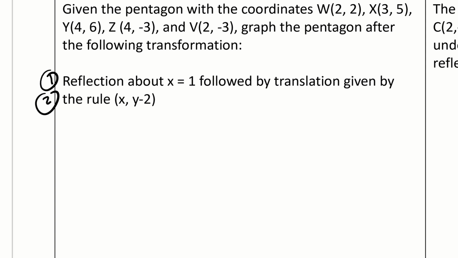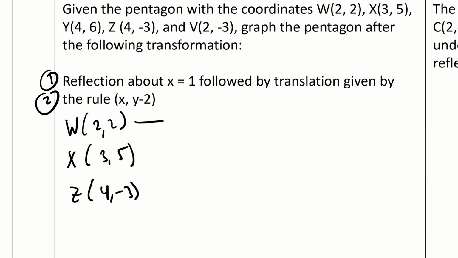Now, if I want to reflect about x equals 1, I'm going to show you how to do that. I'm going to do it for a few of the coordinates, not all of them. I'm going to do it for w, x, and z. X is 4, -3. Z is 4, -3. X is 3, 5. I'm going to do it for 3 of them just to give you a couple of examples, and you guys can apply the rest.